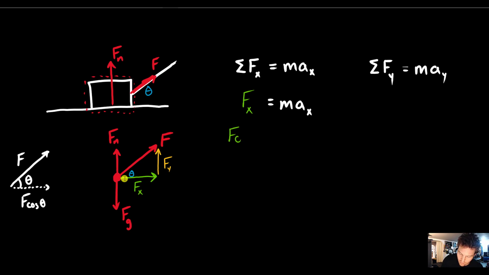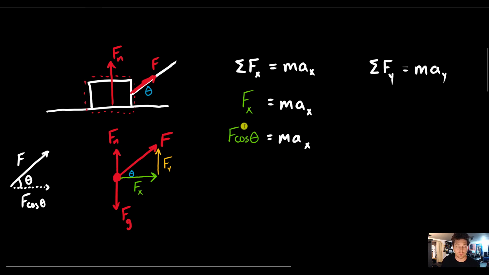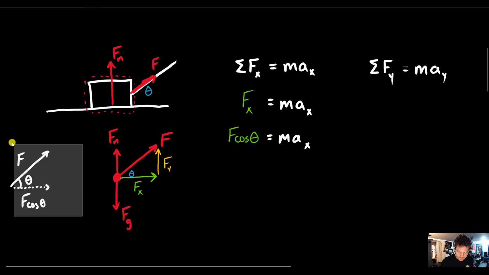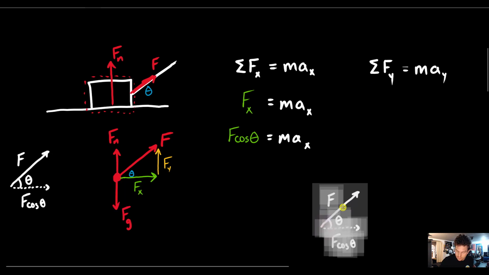F cosine theta is going to be equal to mass times acceleration in the X. So that's good, and that's the only X force that I have. So I am technically as far as I could go in this actual X direction right now. Now, if we look at the Y direction, I have a few more forces in the Y direction, so this is going to look a little more intricate. But let me get just a little bit of space. I'm going to move this over here.